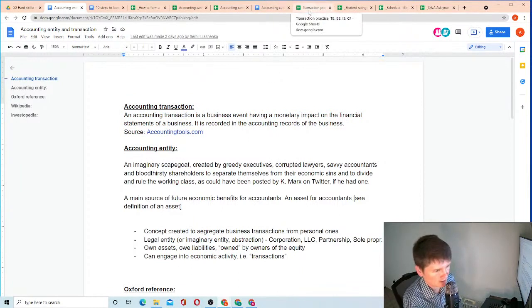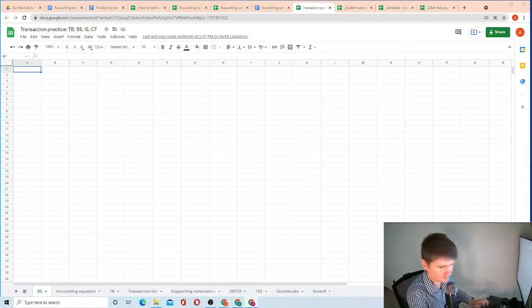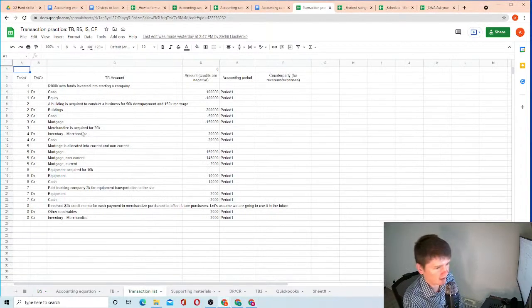And let's switch for a minute to the accounting transaction practice file, which is in the homework. I will share it here, and we will work and improve that file over time. But so far, I want you to go to the transaction list, and from that list, you can get a basic grasp of what a business transaction is. You can just review the examples.